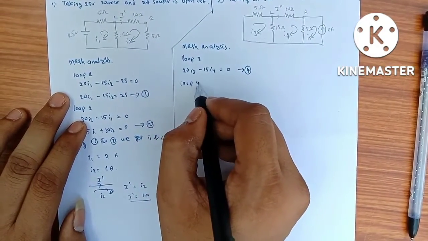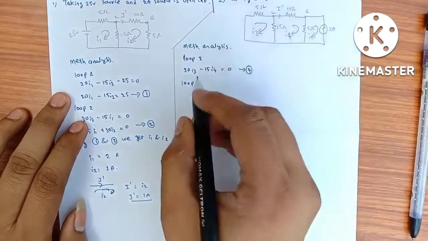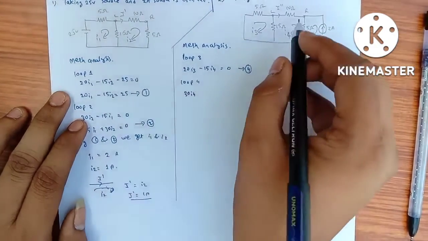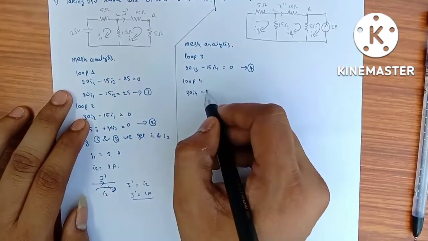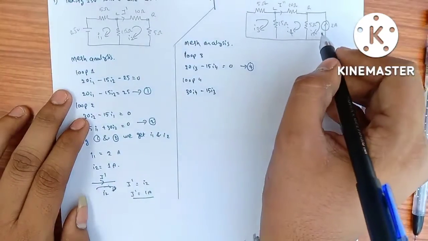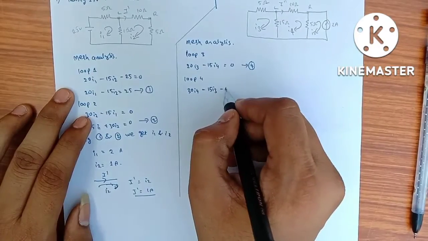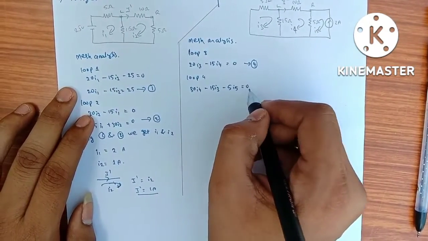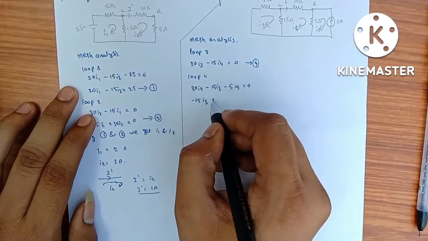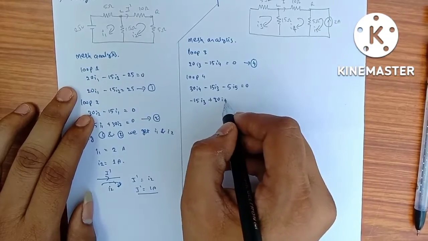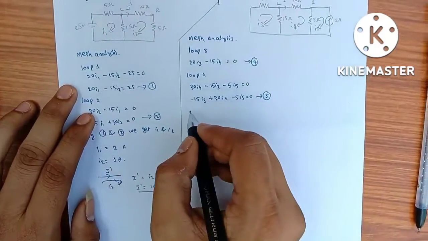From loop 4, here 10 plus 5 is 15, 15 plus 15 is 30 ohms into I4, and this I3 is affecting on I4 with 15 ohms resistor, so minus 15 I3. Similarly this I5 is affecting on I4 with 5 ohms resistor, so minus 5 I5, which equals 0. If we rewrite this, we get minus 15 I3 plus 30 I4 minus 5 I5, which equals 0. Consider this as equation 5.